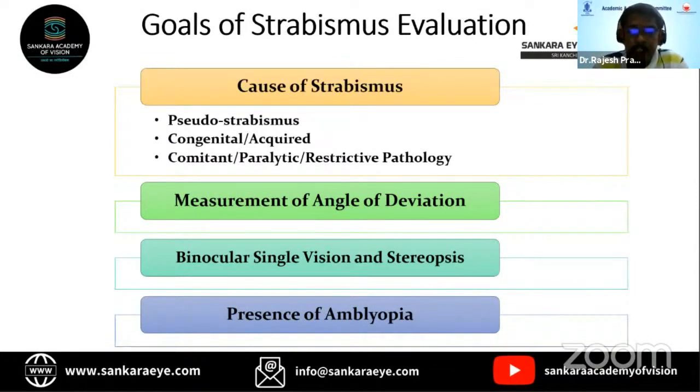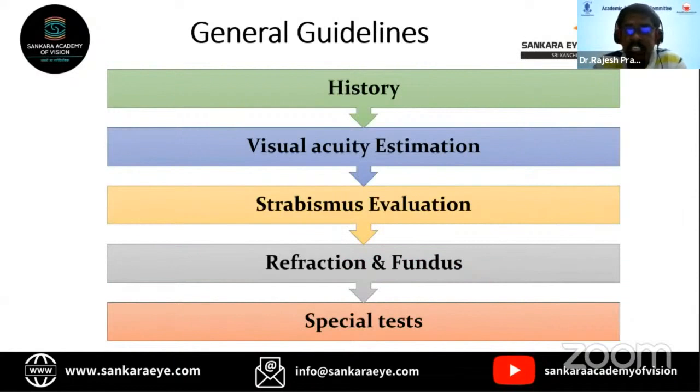Next is the management part. We need a complete and accurate measurement of the angle of deviation for further surgical management. We also want to know whether the squint has affected the stereopsis and binocular single vision of the child, and sometimes, depending on the preference pattern, we can detect amblyopia in these kids. So these are the general guidelines we follow.